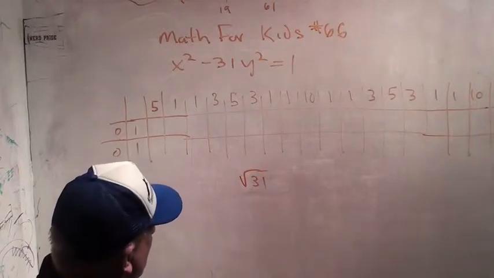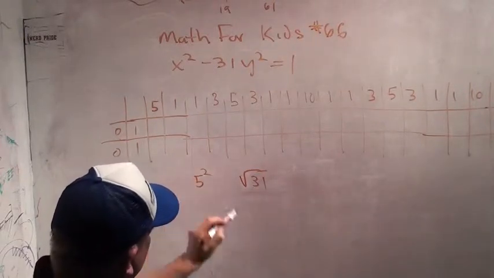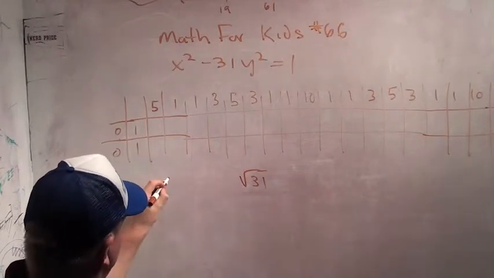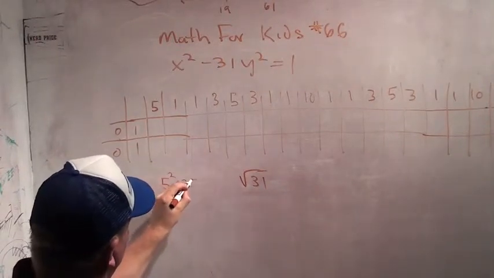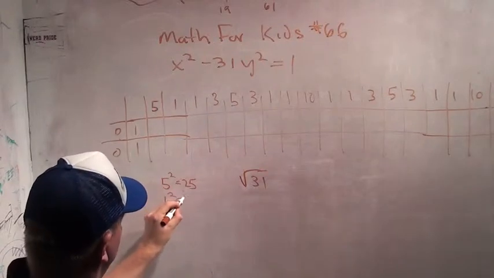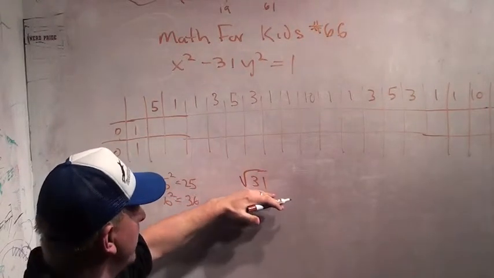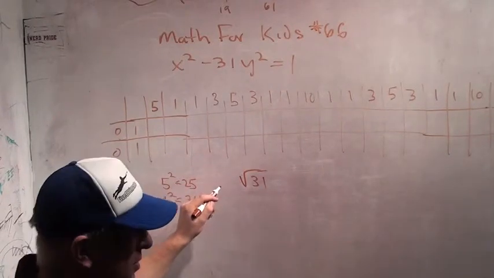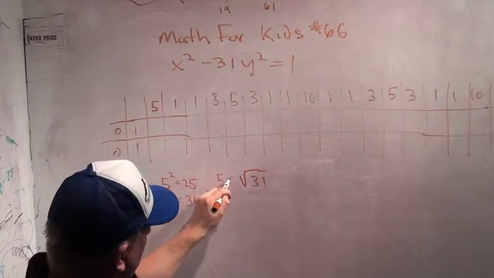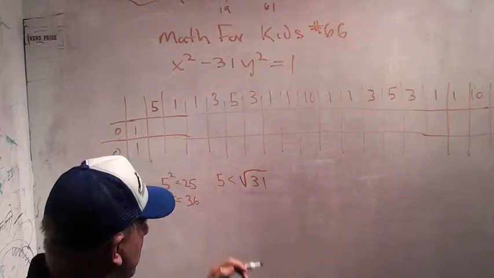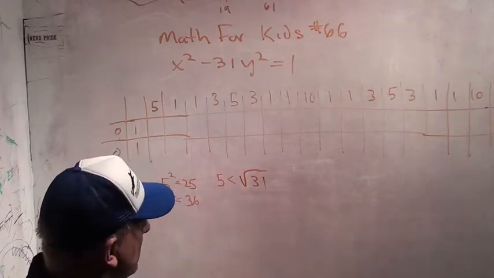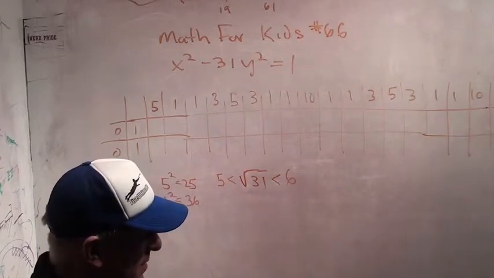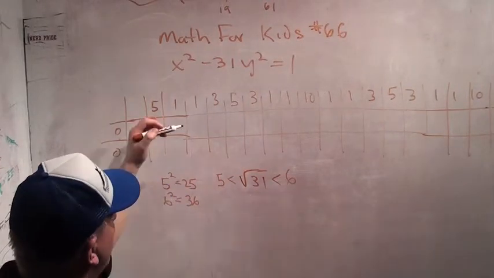Well, what's 5 squared? It's 25. So 5 squared is 25, and 6 squared is 36. So 31 is between 5 squared and 6 squared, which means the square root of 31 is a little bit bigger than 5. In other words, 5 is less than the square root of 31, and the square root of 31 is also less than 6. So that means we're going to start out with 5 plus something.